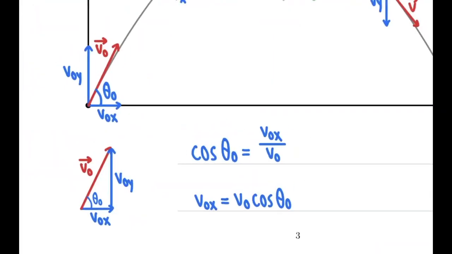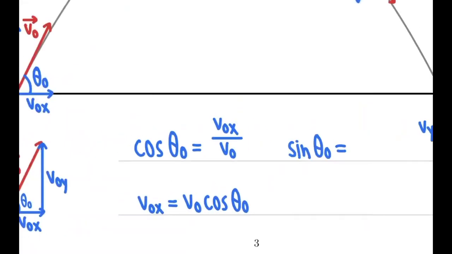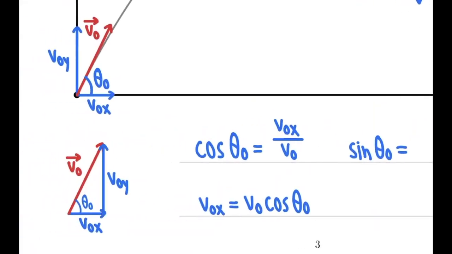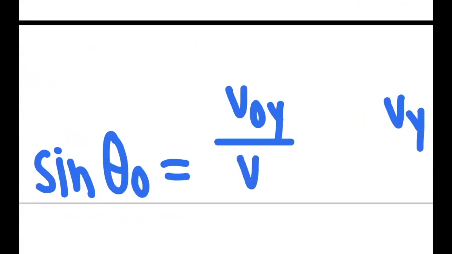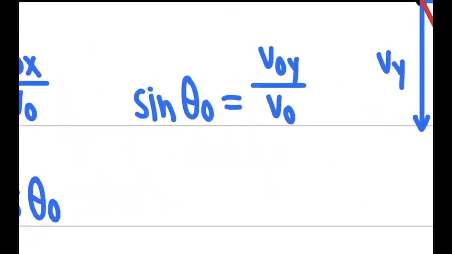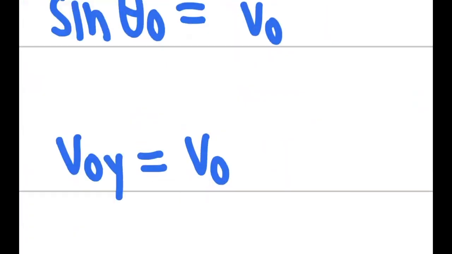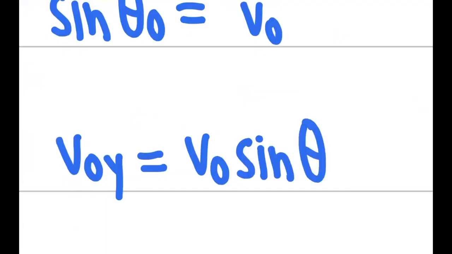And same idea for the y component, except now we use sine. So sine of theta naught is opposite, which is v naught y, over hypotenuse. And to find v naught y, you multiply both sides by v naught. So v naught y equals v naught times sine of theta naught.